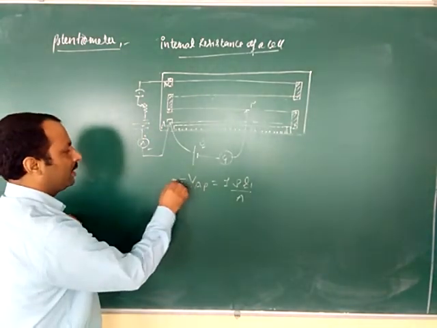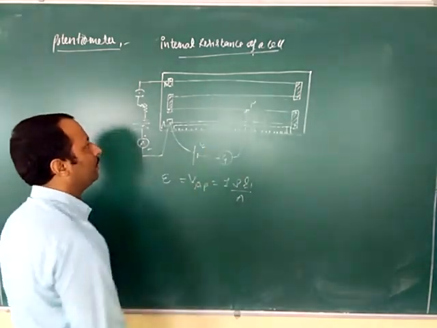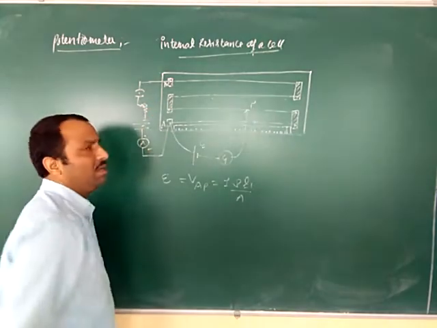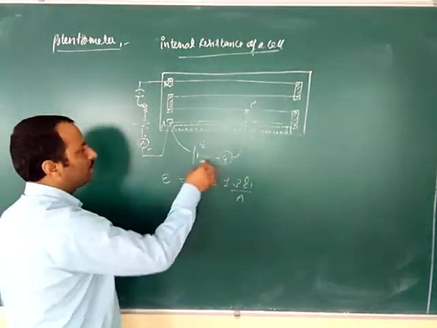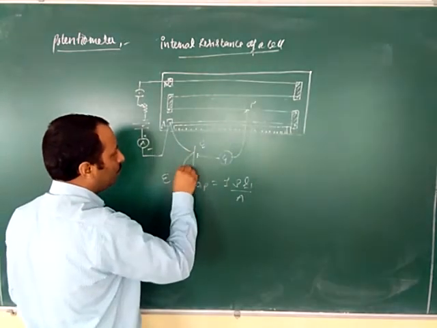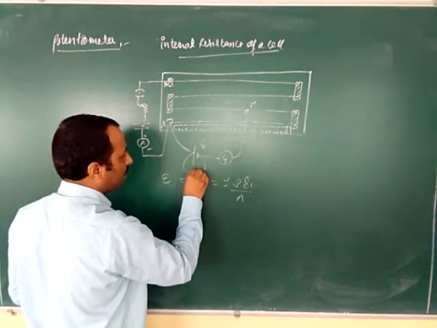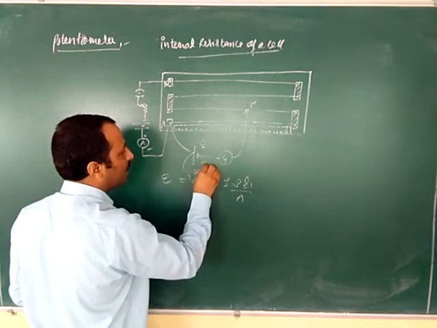So can we say that this is the EMF of the cell, because here no current is flowing. The potential difference of A and B is equal to the potential difference of the driver. That is why no current is flowing in this arm. Okay. Secondly, what we will do, we will attach one external resistance with the help of a key.